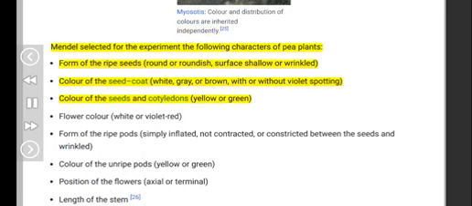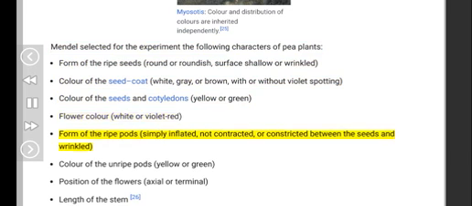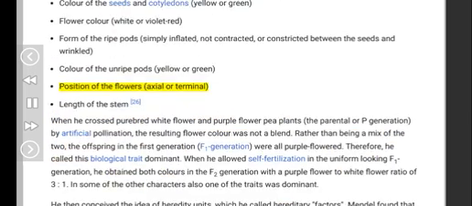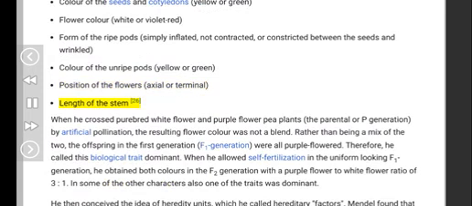Mendel selected for the experiment the following characters of pea plants. Form of the ripe seeds, round or roundish, surface shallow or wrinkled. Color of the seed coat, white, gray, or brown, with or without violet spotting. Color of the seeds and cotyledons, yellow or green. Flower color, white or violet red. Form of the ripe pods, simply inflated, not contracted, or constricted between the seeds and wrinkled. Color of the unripe pods, yellow or green. Position of the flowers, axial or terminal. Length of the stem.